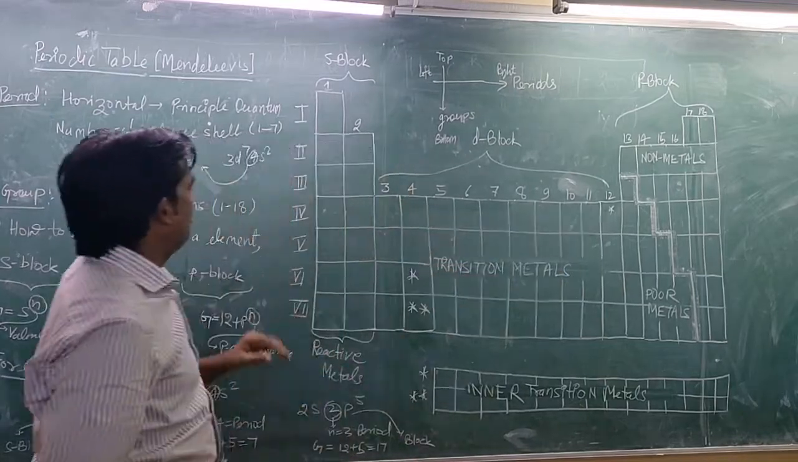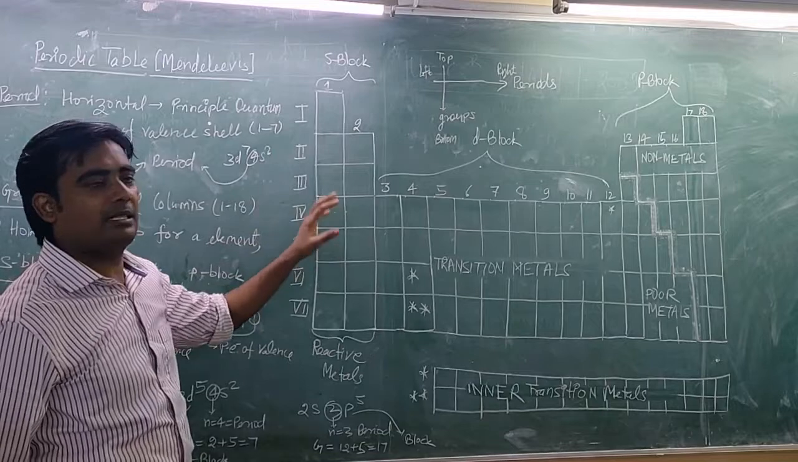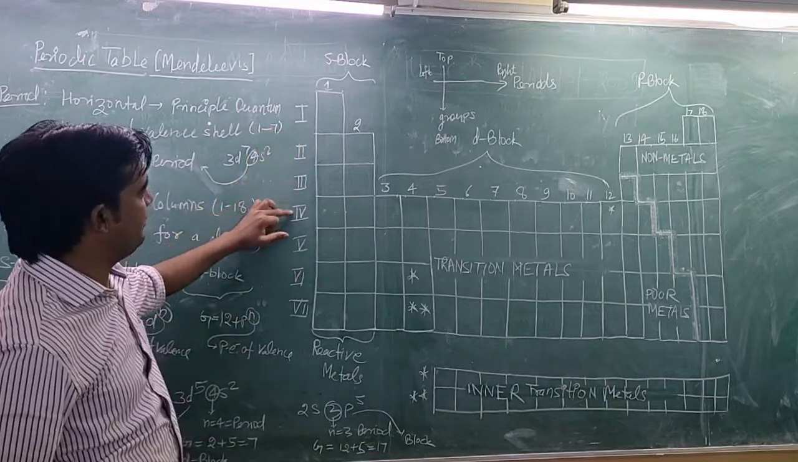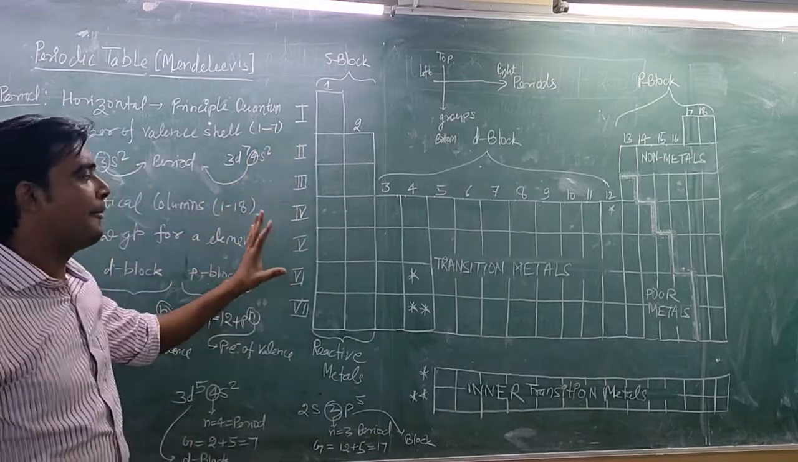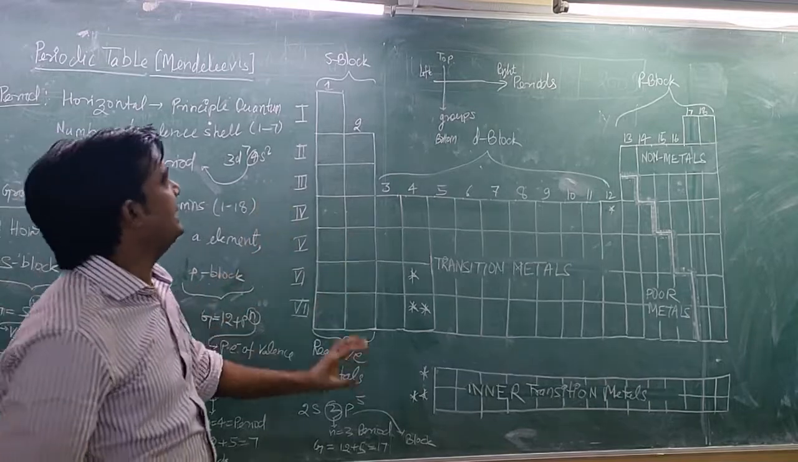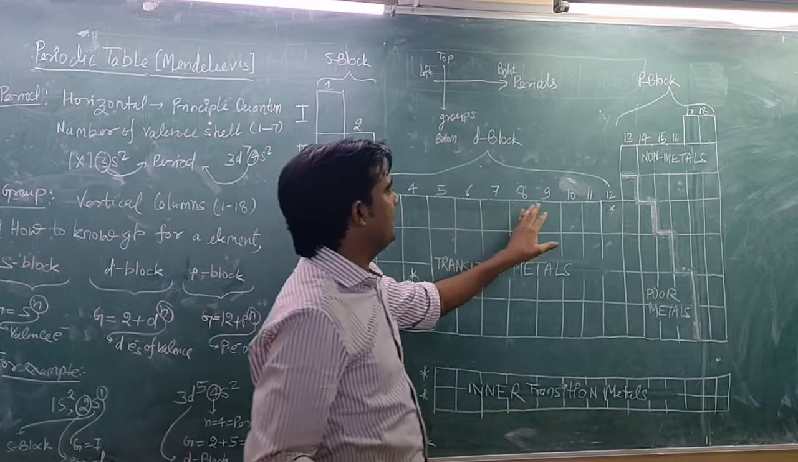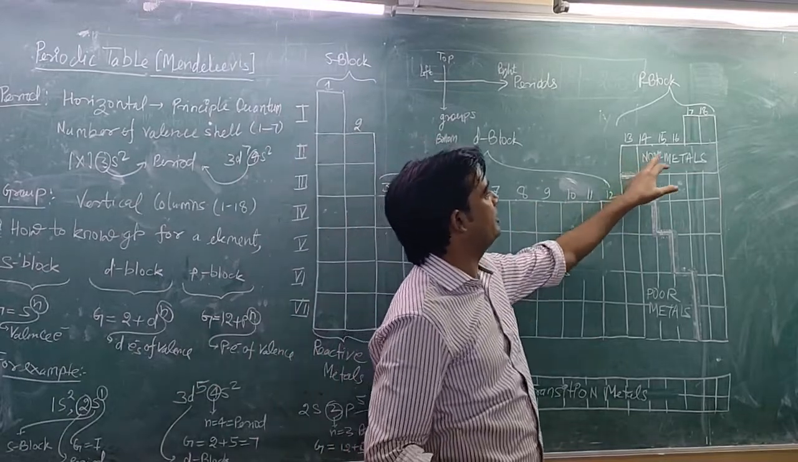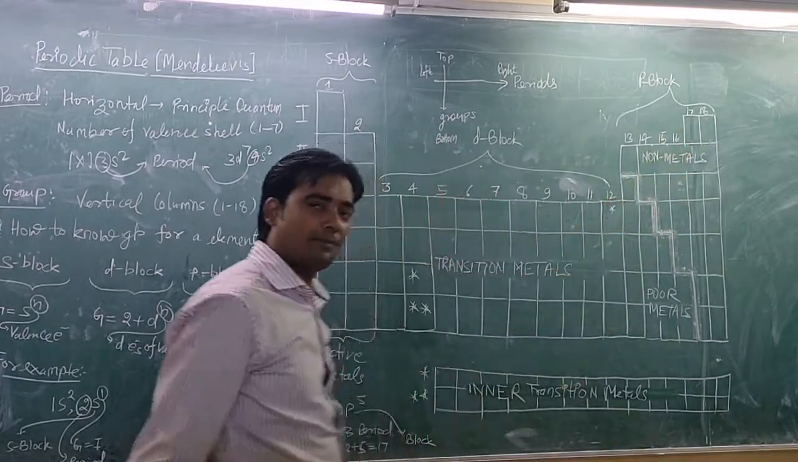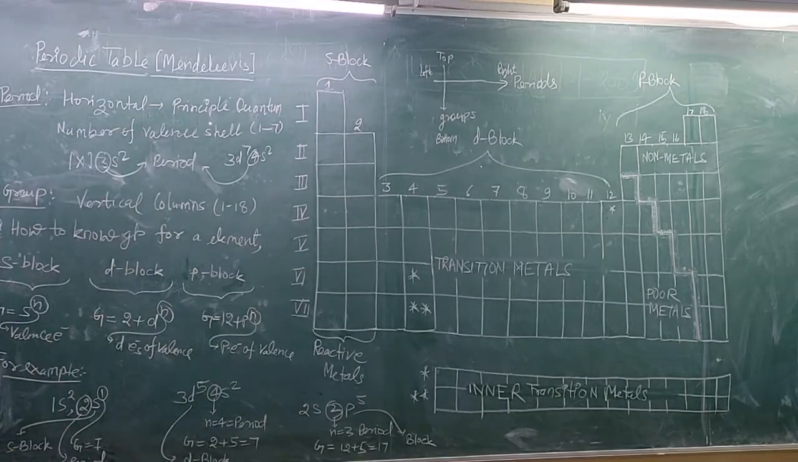Overall, 7 periods exist in this table: 1, 2, 3, 4, 5, 6, 7. Seven periods, and there are 18 groups: 1, 2, 3, 4, 5, 6, 7, 8, 9, 10, 11, 12, 13, 14, 15, 16, 17, 18. So these are the periods and groups in the periodic table.